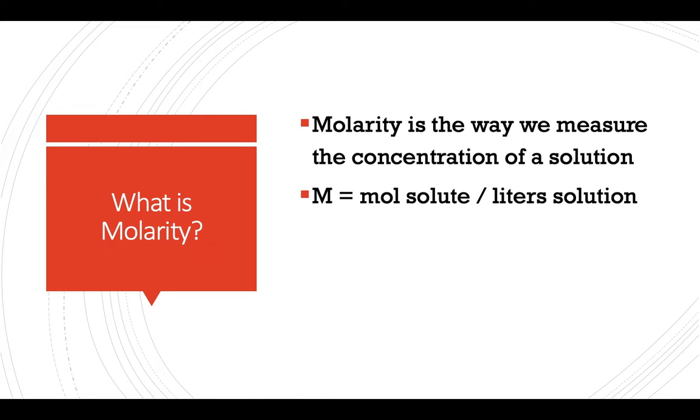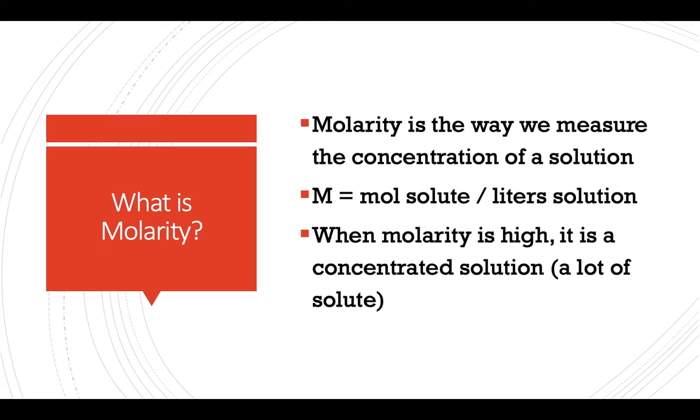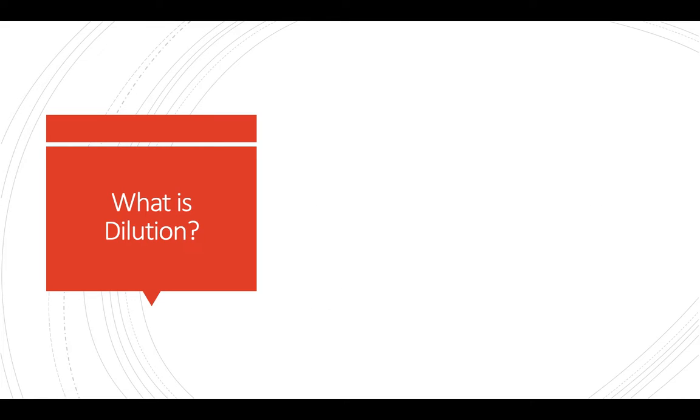Molarity is calculated by taking the moles of solute that's dissolved in the solution and dividing it by the volume of the solution in liters. When the molarity is high, we describe that as a concentrated solution. So anytime there's a lot of solute dissolved in it, then that is a concentrated solution.